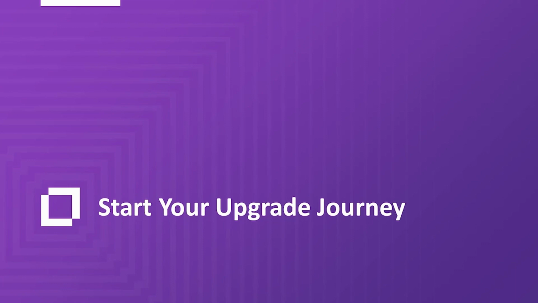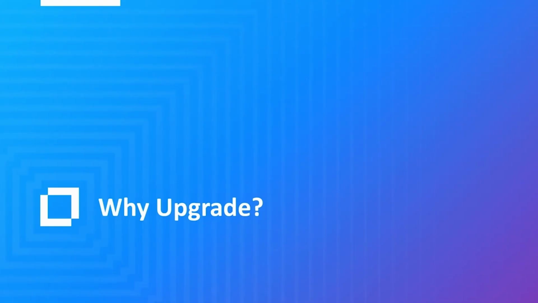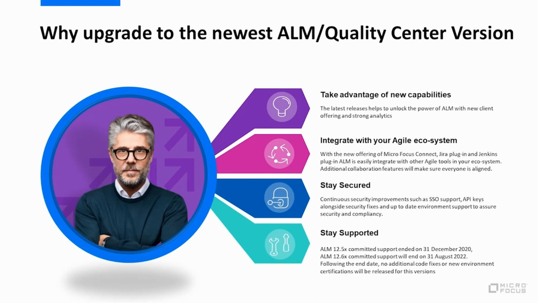Now that we talked about our recommendation to replace Internet Explorer, let's talk about the first option to plan your ALM future by upgrading to the newest ALM Quality Center version. Let's start with why to upgrade. These are the top reasons to upgrade to the latest ALM versions. First is to take advantage of the new capabilities introduced in the latest versions, including the new clients offering and strong analytics. Second is to enjoy the new integrations with the Agile ecosystem using Micro Focus Connect and the new plugins. Third is security, with improvements such as SSO support and API keys. And the last reason is supportability, with the end of committed support for the previous versions.